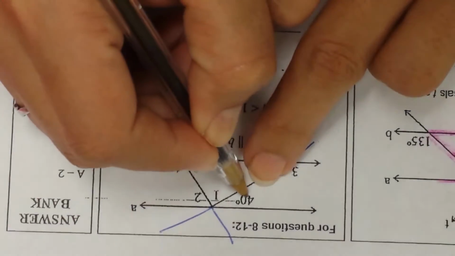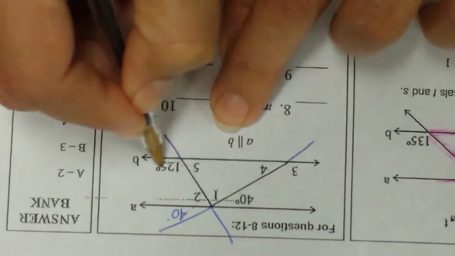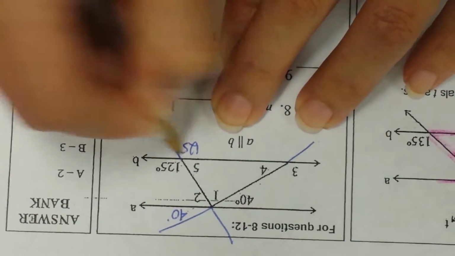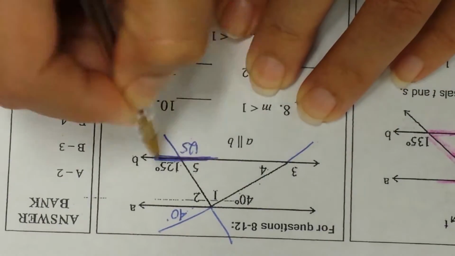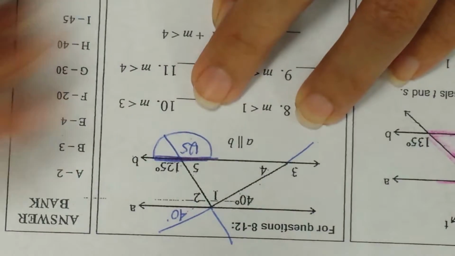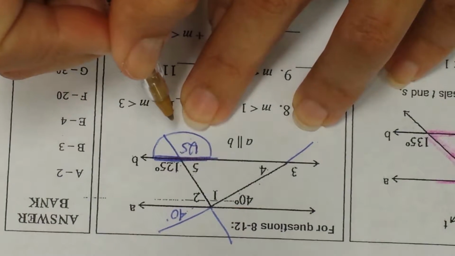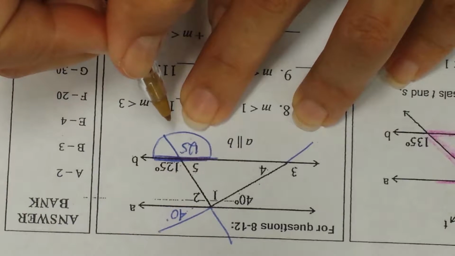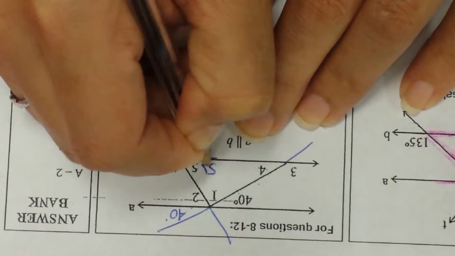So vertical, look, 40, vertical to 40, fold in V's, 40 right there. 25, 125, vertical right there. Okay, are those all my verticals? Yeah. Let's go to linear pair, straight line. That's 180. So 180 minus 125, 55. Go vertical to that, 55.